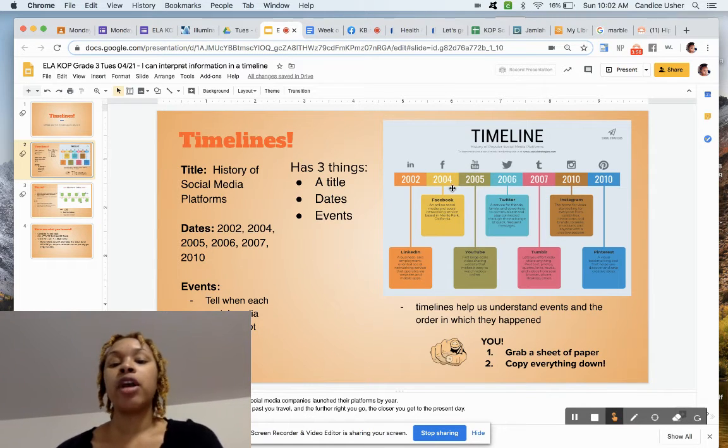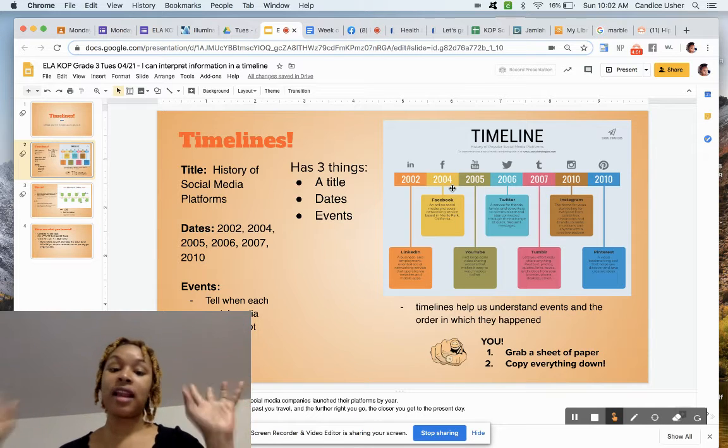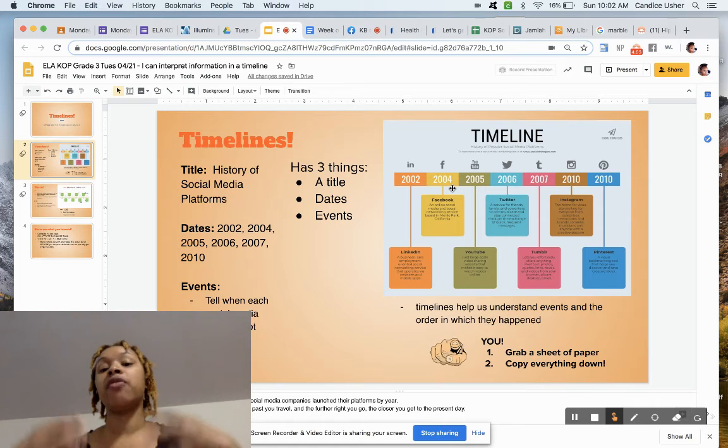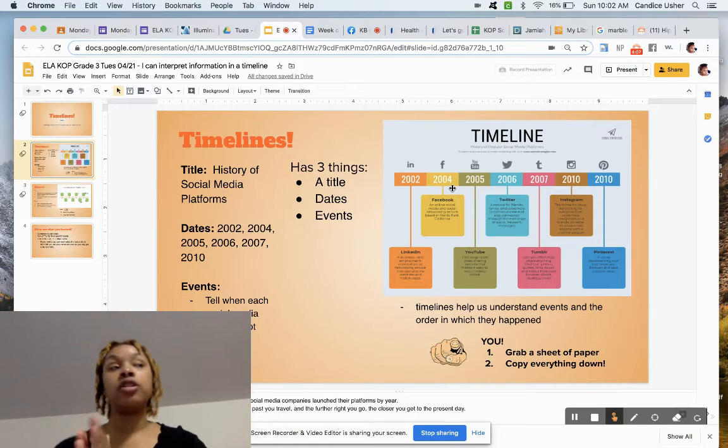So we go from one date in the past, and then we go to the date that whatever event or whatever topic you're covering on the timeline ends. But we do know that if we go towards the left, it's further in the past. And if we go towards the right, it's closer to present day.